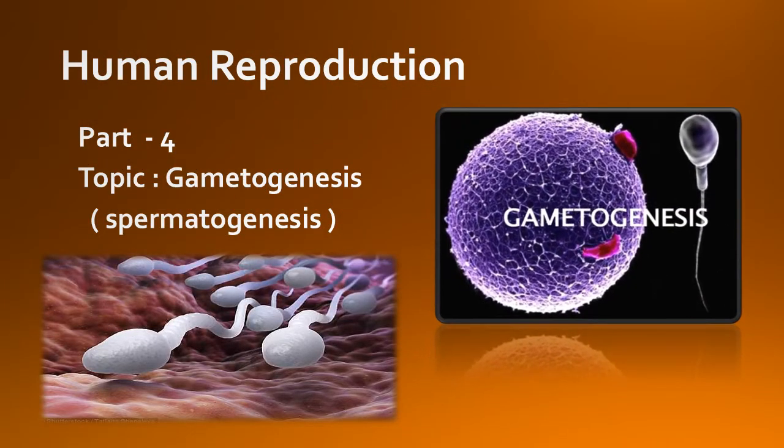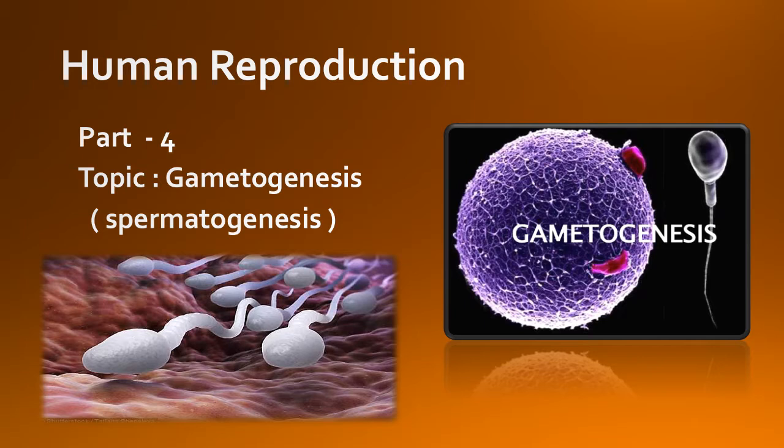In the previous class, we have learned about the various aspects of the female reproductive system. Now, in this class, we are going to discuss gametogenesis, human reproduction, part 4.